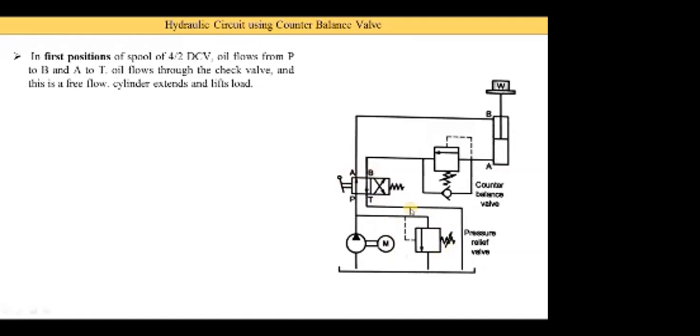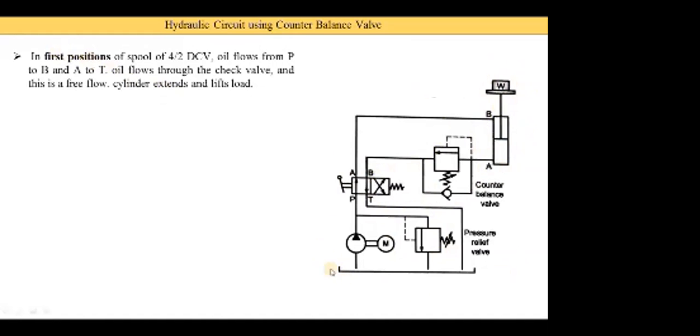This is the pressure relief valve, and here you see the counterbalance valve is used. It is a double acting cylinder. This is the A port and the B port of the cylinder, and here you see some weight is put in. Okay, so now we study the first position, and this diagram is given for the second position.